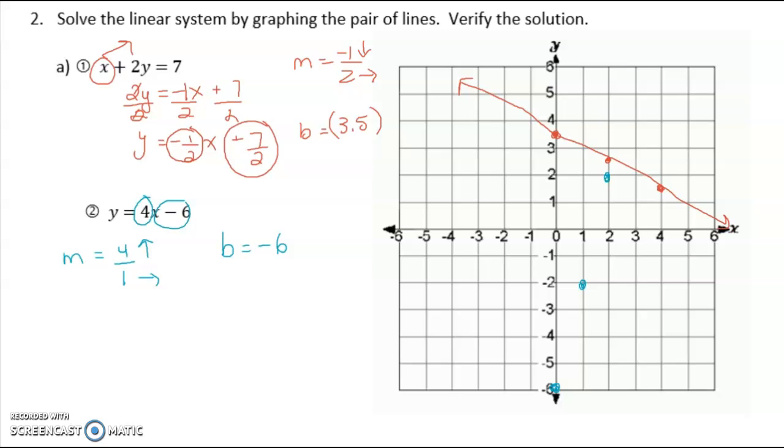Up 4. 1, 2, 3, 4 over 1. Okay, so if I were to... Oh, that was really awful. Sorry.